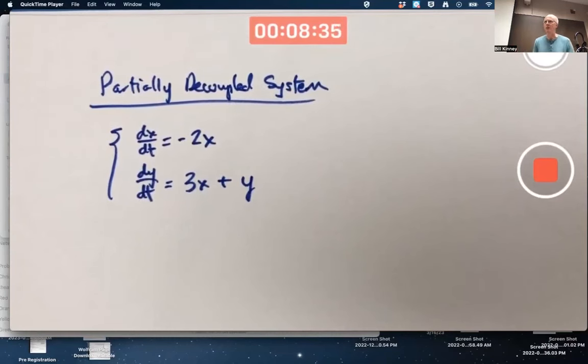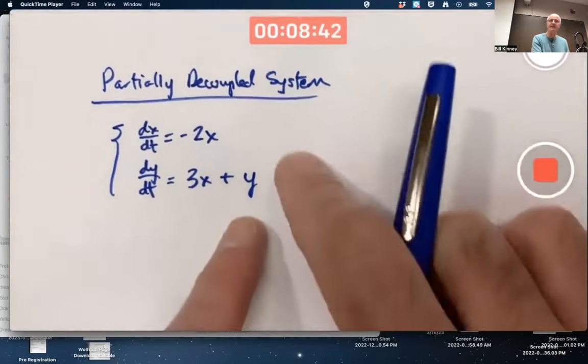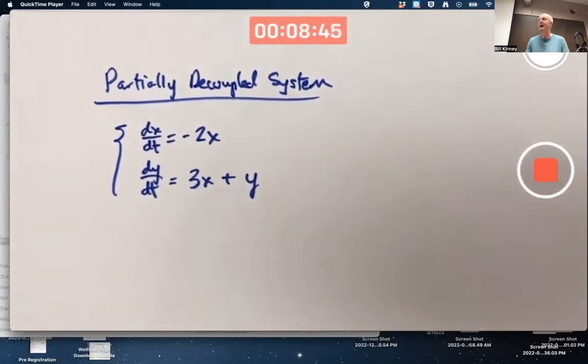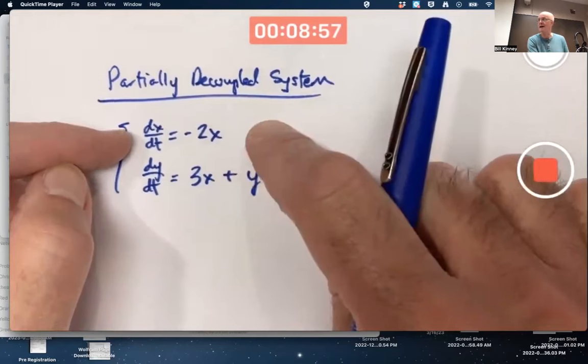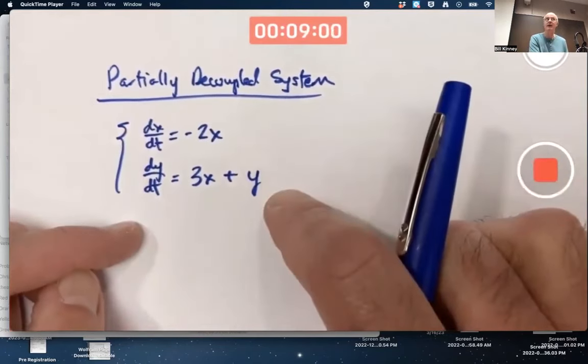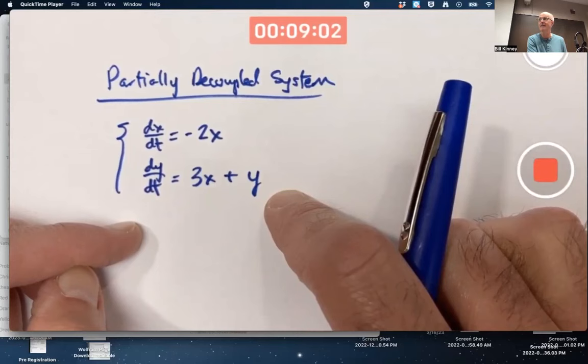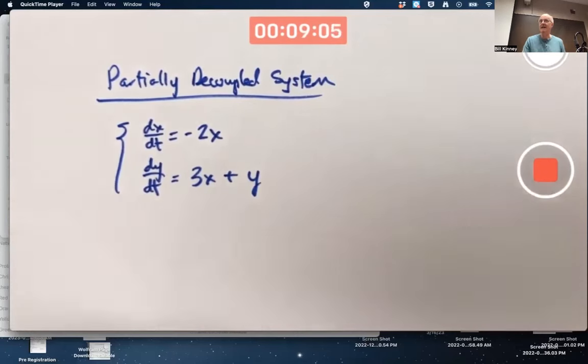Why is it called a partially decoupled system? Well, a coupled system would be one where the right-hand sides would, in both equations, depend on both x and y. X and y would be completely coupled together. A completely decoupled system would be one where dx/dt's right-hand side only depends on x, and dy/dt's right-hand side only depends on y. Meaning the equations could be thought about and solved independently of each other. They would be completely decoupled.